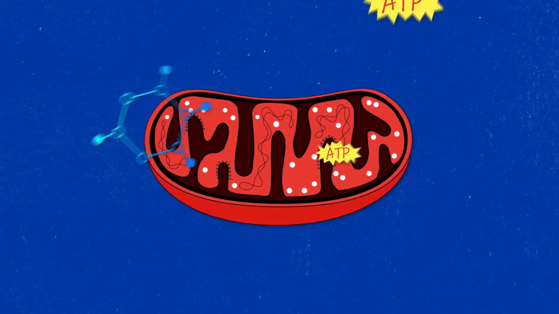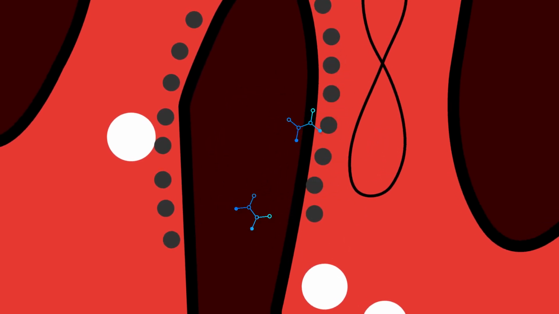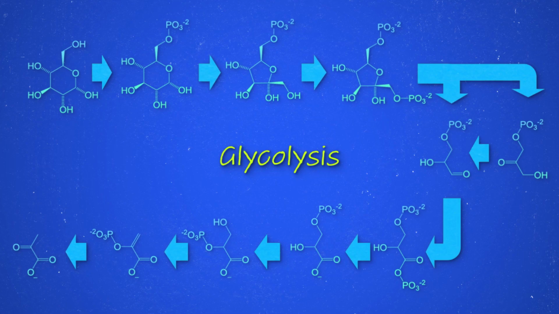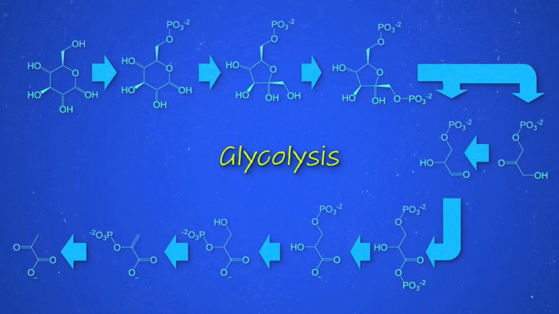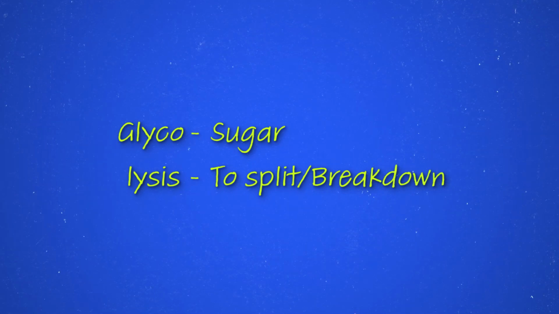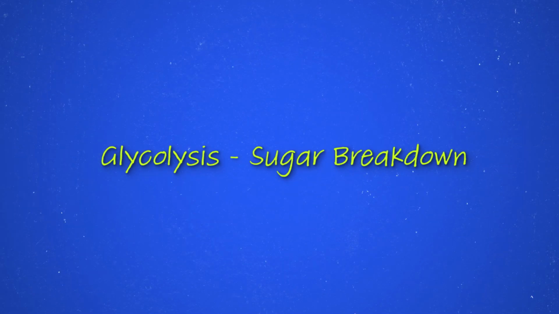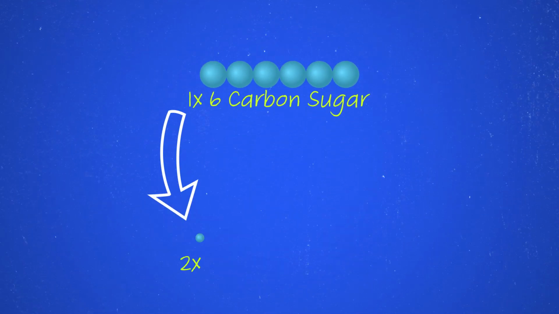But in order for the glucose molecule to be converted into energy, it first needs to be broken down into smaller pieces. That way, it's easier for your cells to process. This is accomplished through the first stage of cellular respiration, called glycolysis. But don't freak out. Glyco just means sugar, and lysis means to split, so glycolysis literally means sugar splitting.